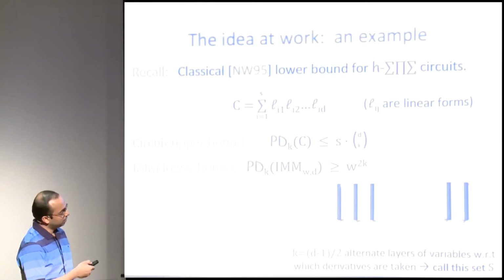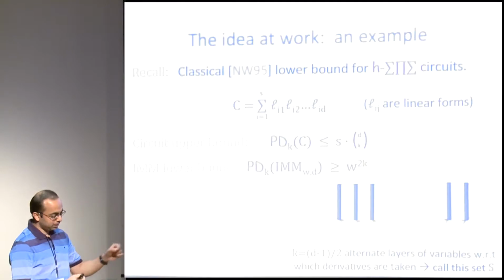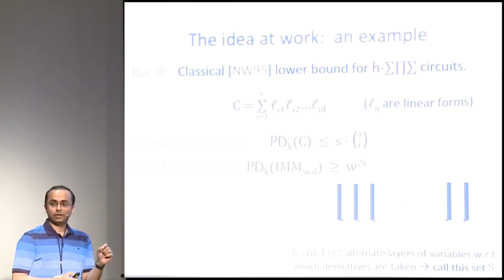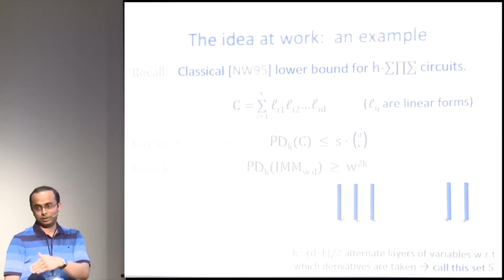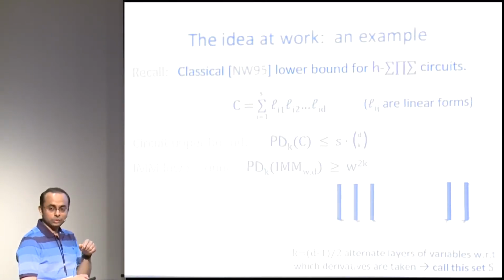Why? Because look at the number of Y variables here. It is w squared, right? So I'm picking one Y here, one Y here, one Y here, one Y here, one Y here. And the moment you pick these Ys and derive, what you get is basically a monomial. And this monomial is unique for different derivatives. You take a derivative, you get a unique monomial. You take another derivative, you get some other monomial. So the dimension of the space spanned by the partial derivatives of IMM would be exactly the number of derivatives, because each derivative is giving rise to a unique monomial.